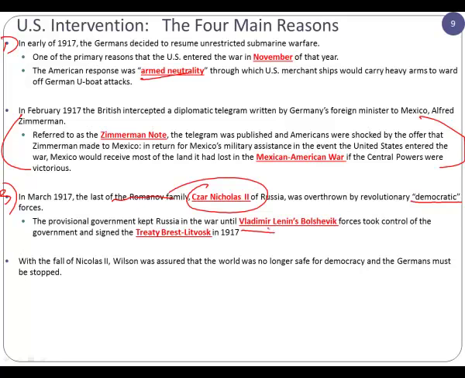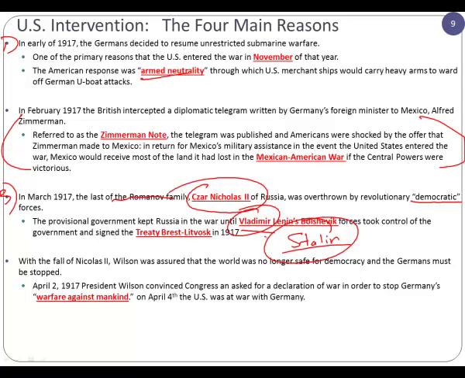Who is our other one that we will know more familiarly in World War II? Stalin, very good. Write that down. Okay. Those two rulers specifically are probably going to be the two most impactful rulers in Russian history in their success as far as handling world affairs and industrializing the country. Moving forward. Nonetheless, with the fall of Nicholas II, Wilson was assured the world was no longer safe for democracy. Germans must be stopped. We declare a warfare against mankind. April 4th, we enter the war.